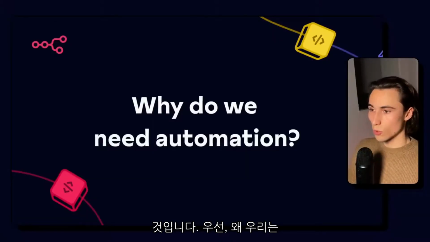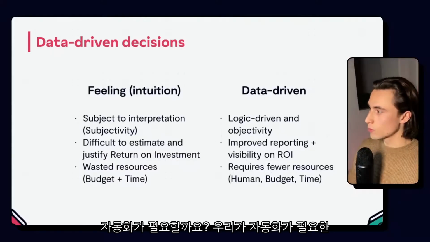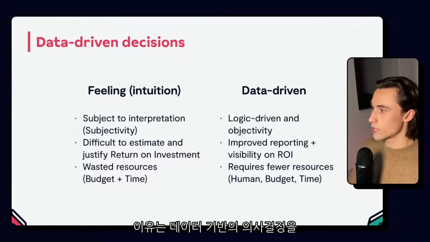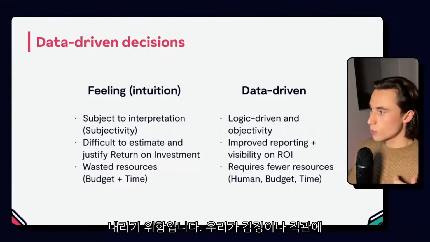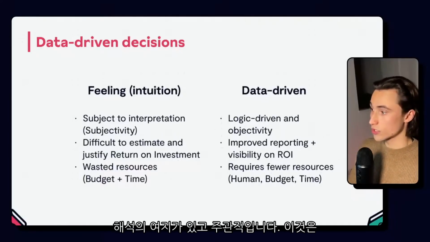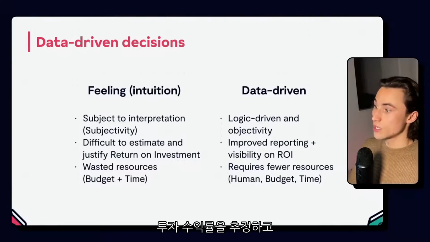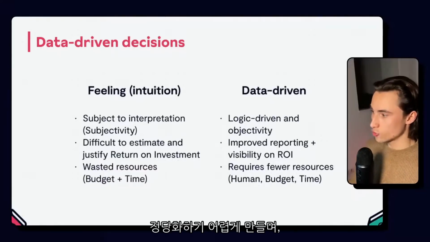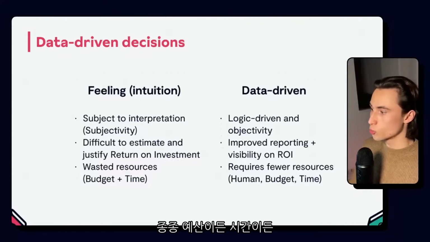First of all, why do we need automation? The whole reason we need automation is to make data-driven decisions. When we take decisions based on feeling or intuition, it is subject to interpretation. It is subjective. This makes it difficult to estimate and justify the return on investment, and often incurs wasted resources, whether they be budgetary or time-related.